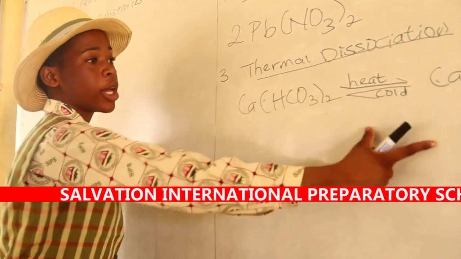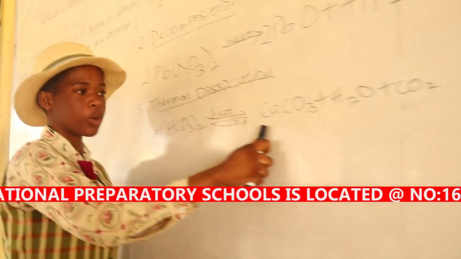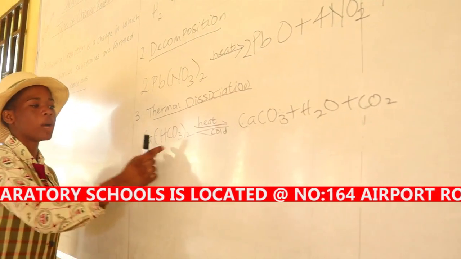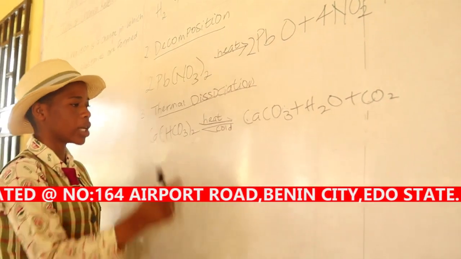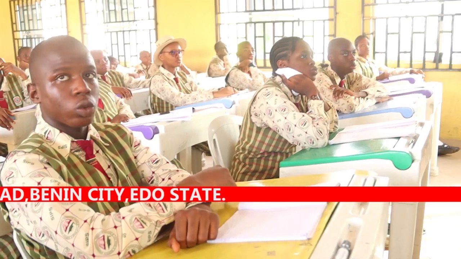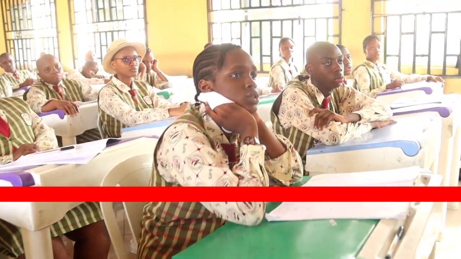Now let's check whether they are correct. How many calcium do we have here? 1. How many calcium do we have here? 1. So that is correct, right? How many hydrogen do we have here? 2. How many hydrogen do we have here? 2. So that's correct. How many carbon do we have here? 2. How many carbon do we have here? 2. How many oxygen do we have here? 6. How many oxygen? 3 plus 1, 4 plus 2, 6. So that is correct, right?